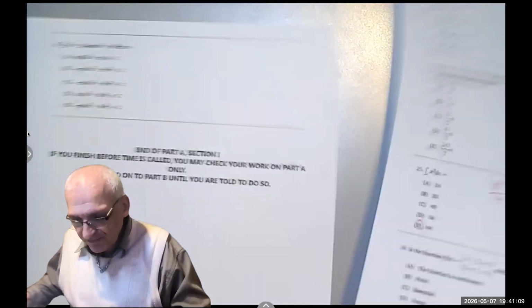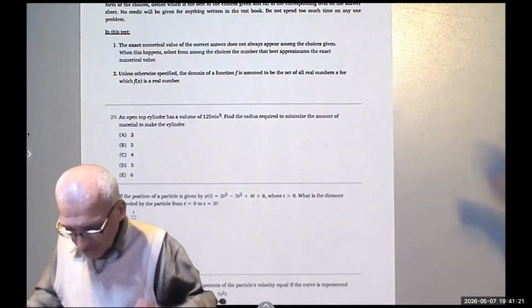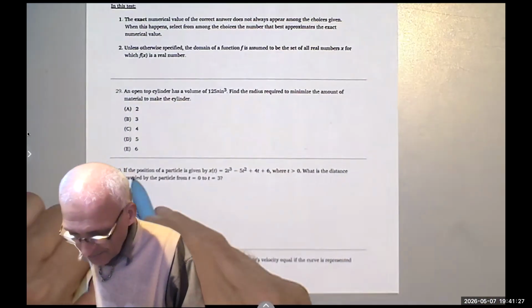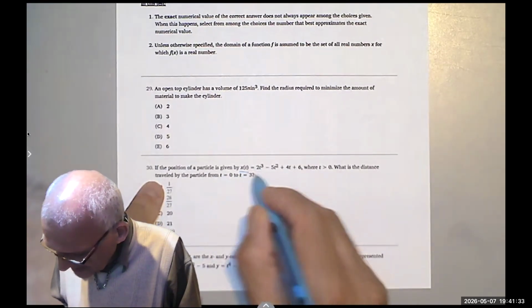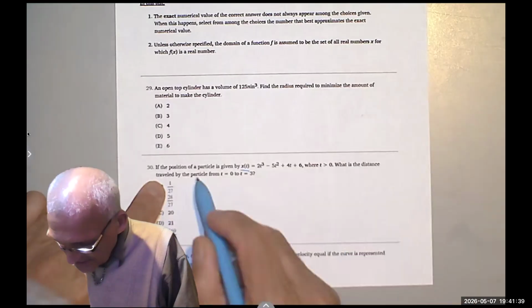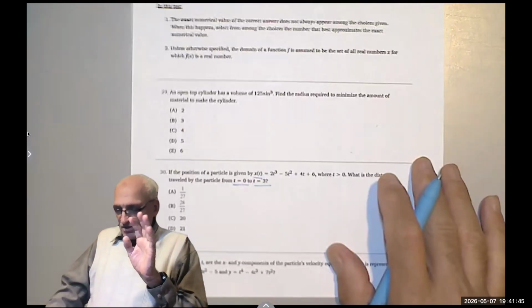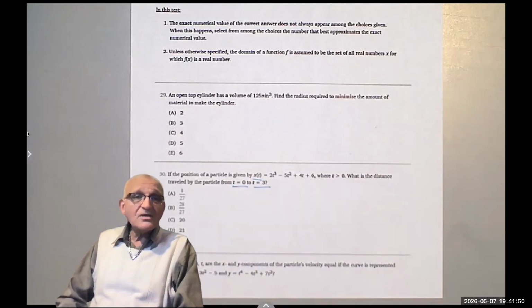And we are done with the first part, where you don't have a calculator. Now we move to the second one. I don't know which. So let's continue with even. So if we look at number 30, it says if the position of a particle is given by x of t equals that, where t is greater than 0. So it's moving along the x-axis. What is the distance traveled by the particle from 0 to 3? Common mistake. Students evaluate x of 3 and x of 0 and subtract. Wrong. Why wrong?